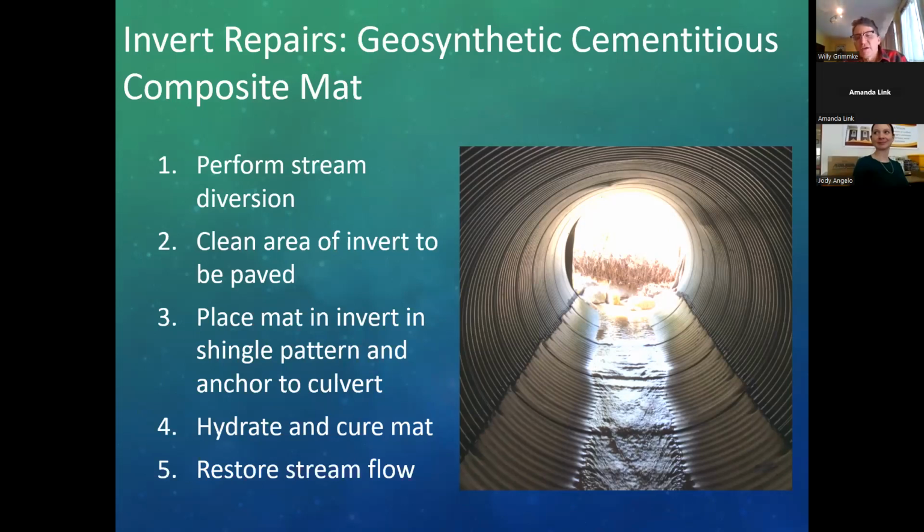Virginia DOT has used that, and what they do is they just roll it out from the downstream end to the upstream end, and you divert the water. Once you get it installed in place, wet it up, let the concrete cure, and then restore stream flow. Now, if you have any distresses or undermining or anything in the invert, you'll need to fix that first before you put the mat in.